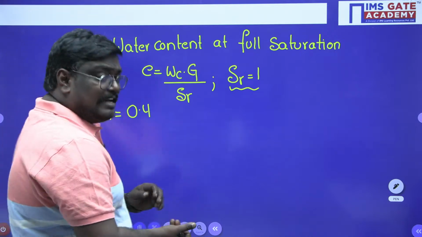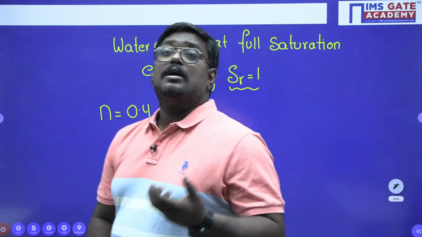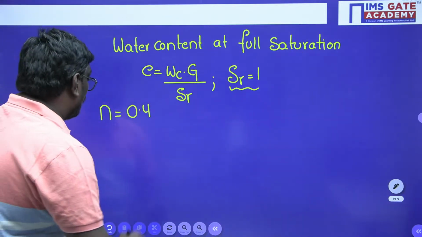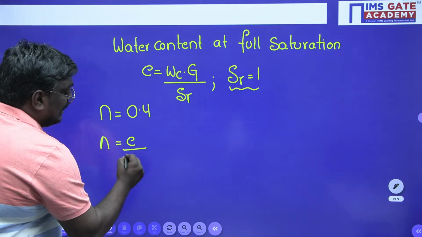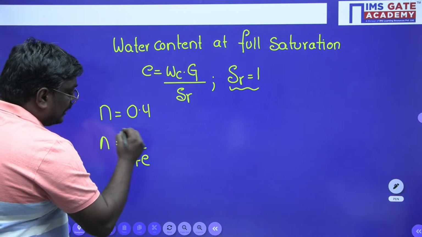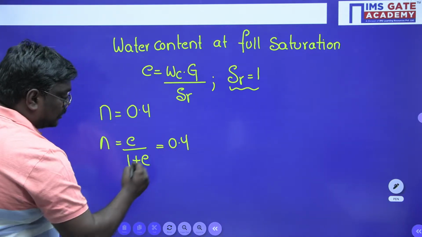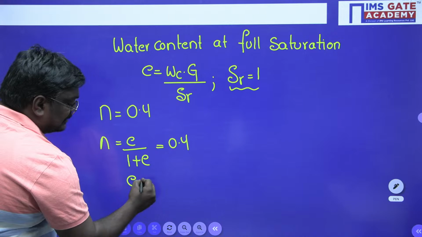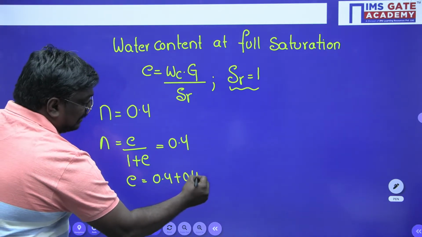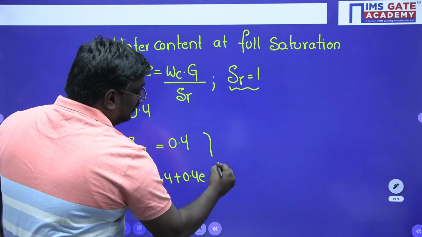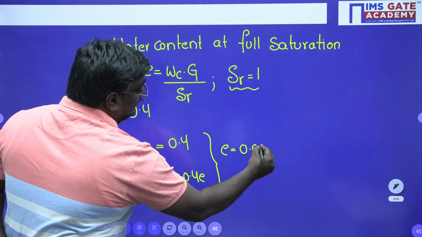Now what is the relationship between porosity and void ratio? The relationship between porosity and void ratio is given by the formula n is equal to e upon 1 plus e. So here you can write e upon 1 plus e is equal to 0.4. On solving this, you will get e is equal to 0.4 plus 0.4e. What is the value of e from this relation? e will be taken as 0.67.